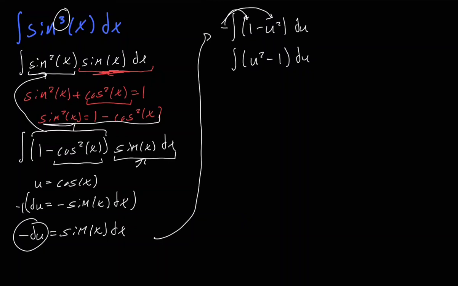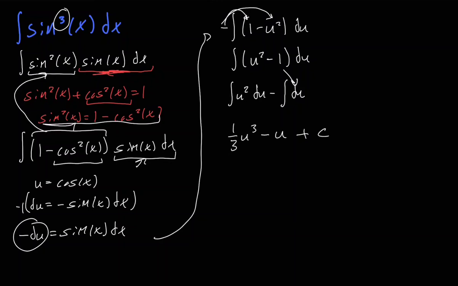And so then all we really got to do here is just integrate. So let's just work this out bit by bit. So you have u minus the integral of u squared du. We know that the integral of u squared is going to be 1/3 u cubed. So it'll be 1/3 times u cubed minus u plus our constant of integration.